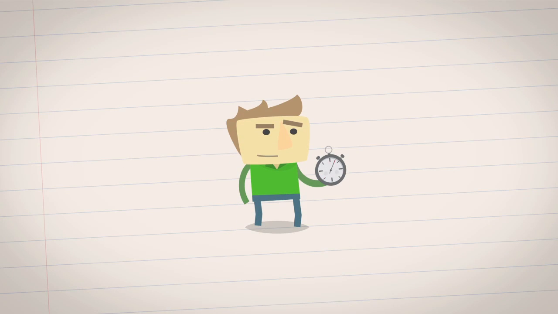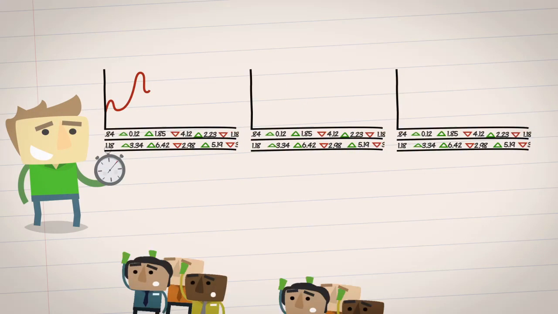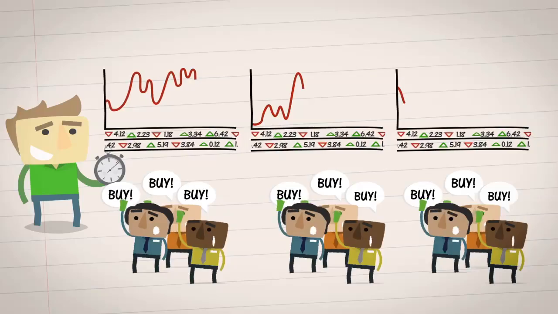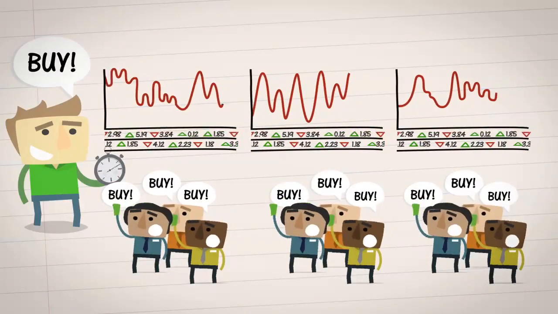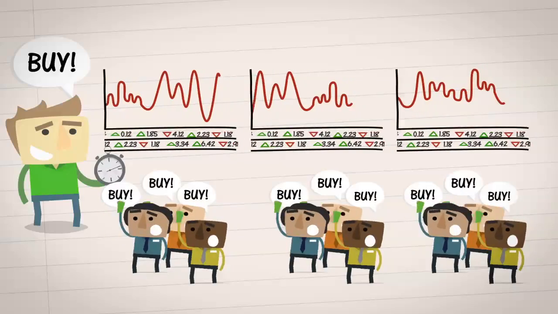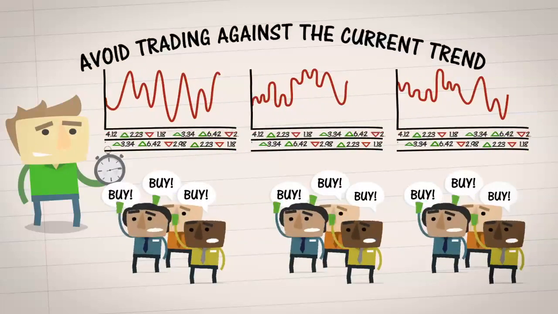If you want to make money by timing the stock market, you need to follow the trends. Buying and selling creates its own momentum, and a market that's moving up or down is likely to keep moving in that direction for a certain period of time. What this means is that you should avoid trading against the current trend.